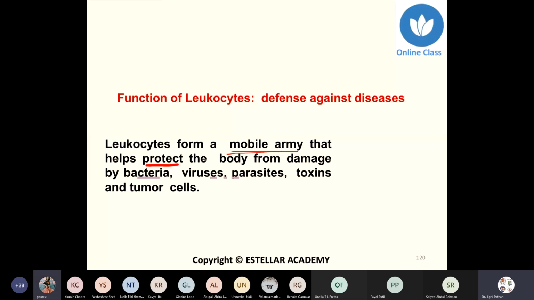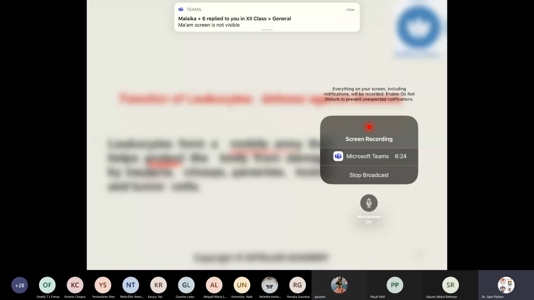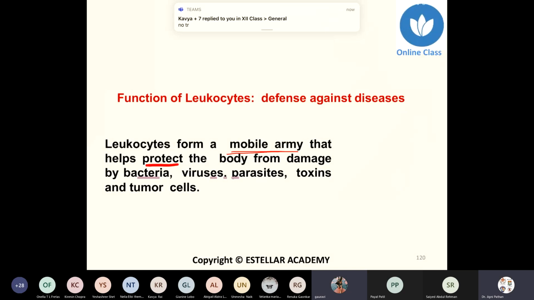Ma'am, the screen is not visible. Nobody can see the screen? Okay, just give me two minutes. Is it visible? Ma'am, now it's visible. Kavya, is it visible? Malaika, is it visible? Yes, ma'am. Okay, fine. Do let me know if you are not able to see.